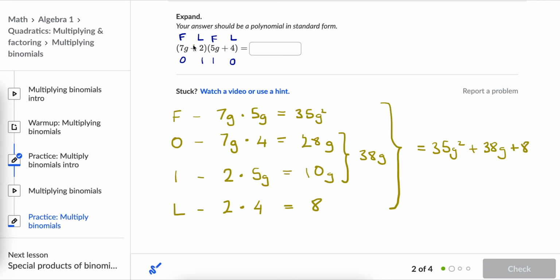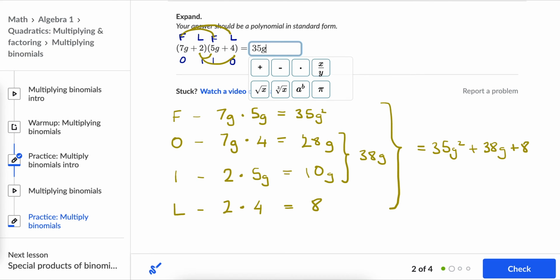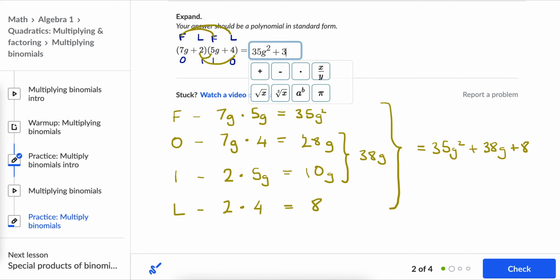So another way of looking at this, of course, is you can look at the first terms, then your first and last, that's your outside terms, and your inside terms, and then your last term. That's another way, just looking at it slightly differently. So you can distribute if you like as well. I'll do another one of those so you see that in both ways. So here we get 35g squared plus 38g plus 8.